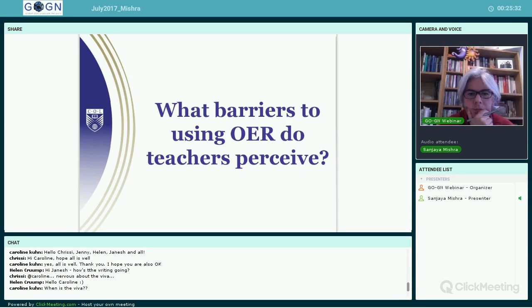Let's come to the analysis part and what the research says about barriers to using OER from the eyes of the teachers, who were the stakeholders in the survey. The objective is to look at the barriers, and if we can identify those barriers, institutional policymakers can mitigate them so that teachers can adopt OER better. That's one aspect of the whole spectrum of OER adoption. So how can we identify the barriers and how can we mitigate them? That's what it leads to in the end.